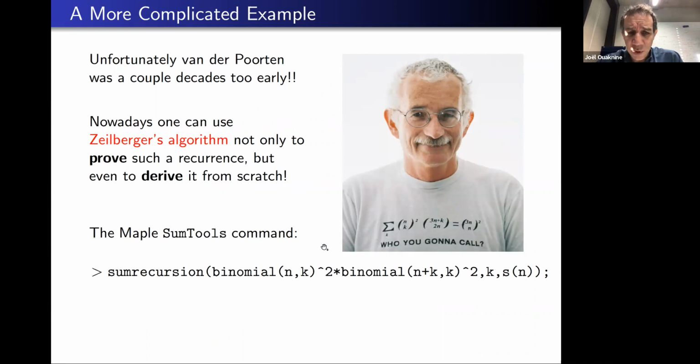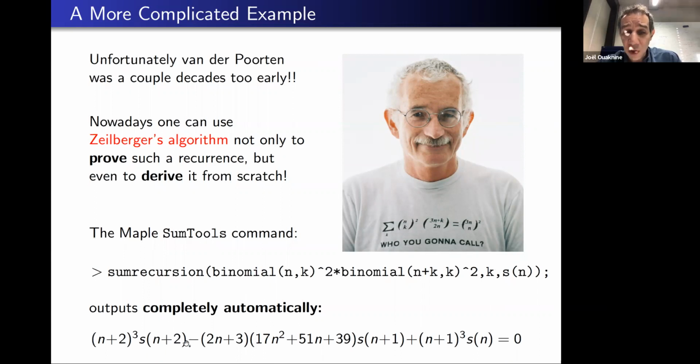And if you use, for instance, the SumTools package in Maple and use the sum recursion command, here's this binomial(n,k) squared, binomial(n+k,k) squared, etc. This is the expression for the Apéry numbers. And if you plug it into Maple, completely automatically you get exactly the Apéry recurrence. You don't even have to guess it. You can get it automatically. So it shows you that these algorithms are not completely trivial, because these very smart number theorists were stuck with this for quite some time.